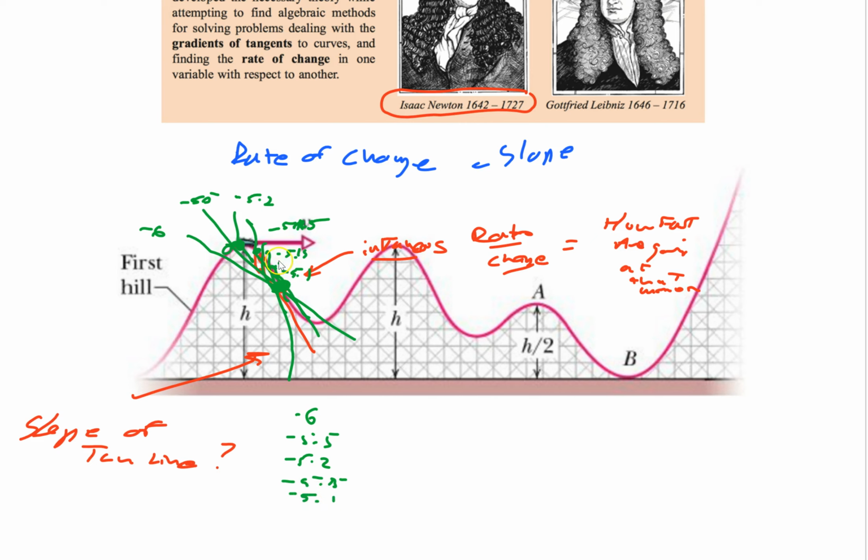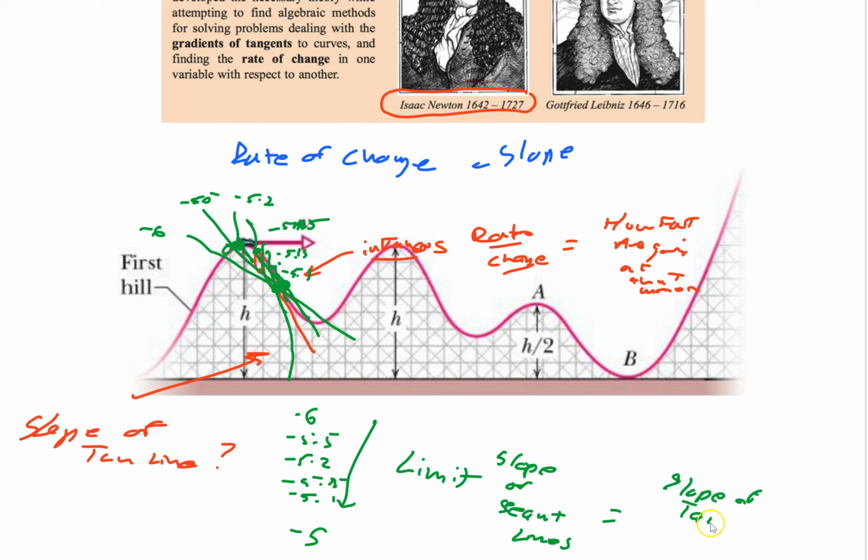If you look at it, if I keep on getting closer and closer, doesn't it look like I can't even make that a straight line? Doesn't it look like it's gonna get close to negative 5? You know what that is? That's the limit. So we take the limit of all the slopes of secant lines. It equals the slope of a tan line. And that's how you find the slope of a tan line.